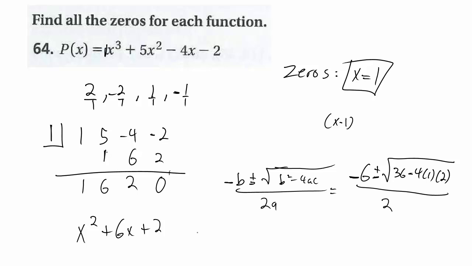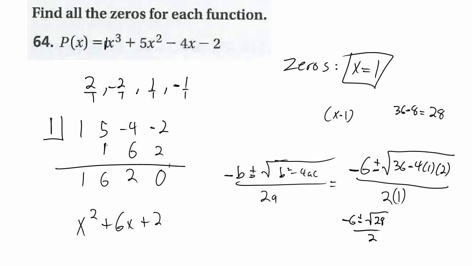And that's going to be all over 2 times the a being 1 here. And then I'm going to try to simplify this if I can. So 36 minus 8, which comes out to 28. So this is negative 6 plus or minus the square root of 28 all over 2.